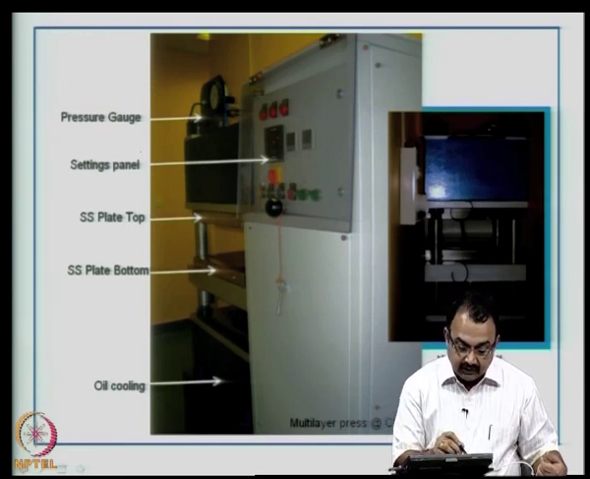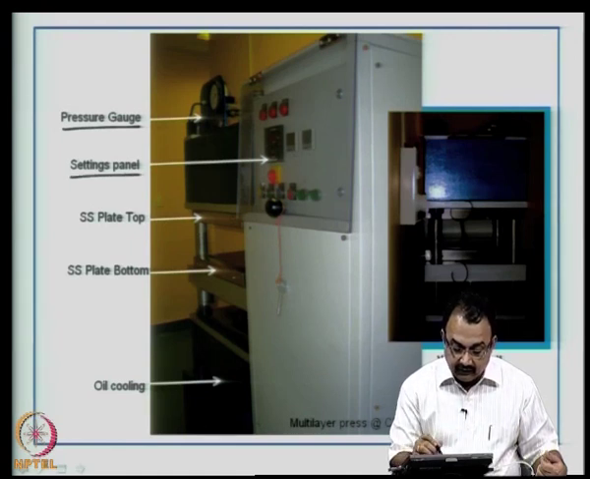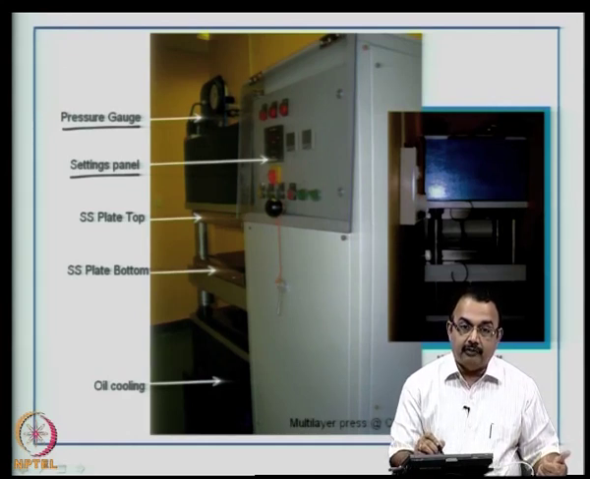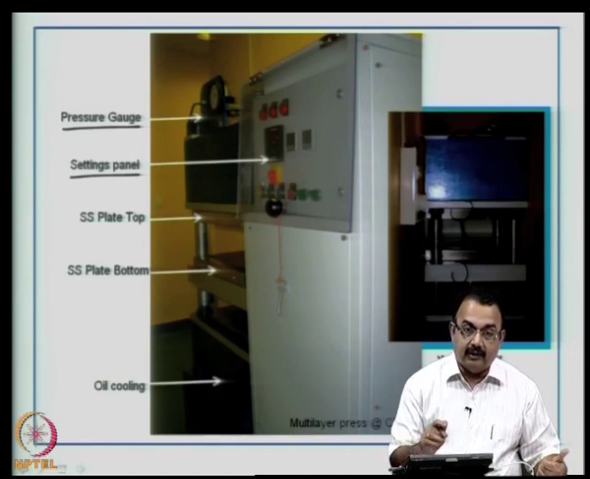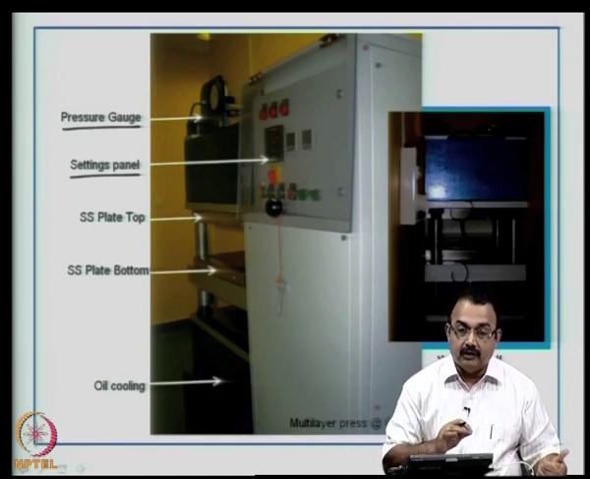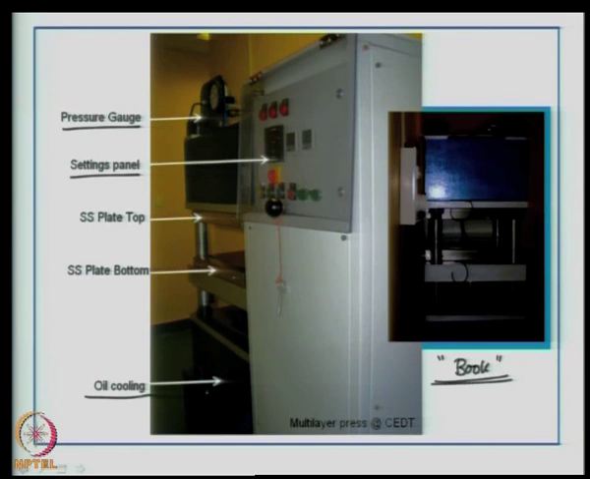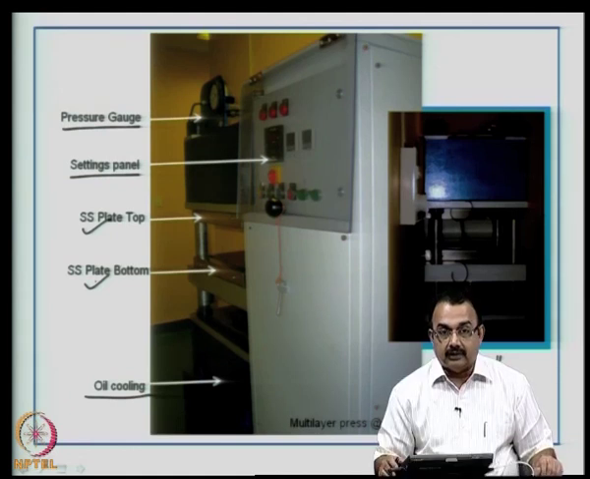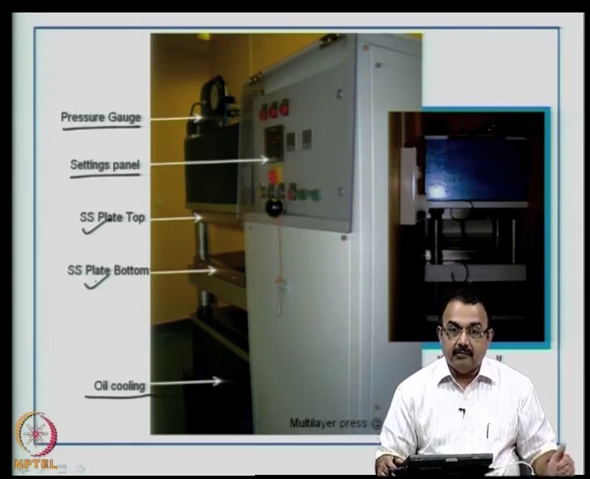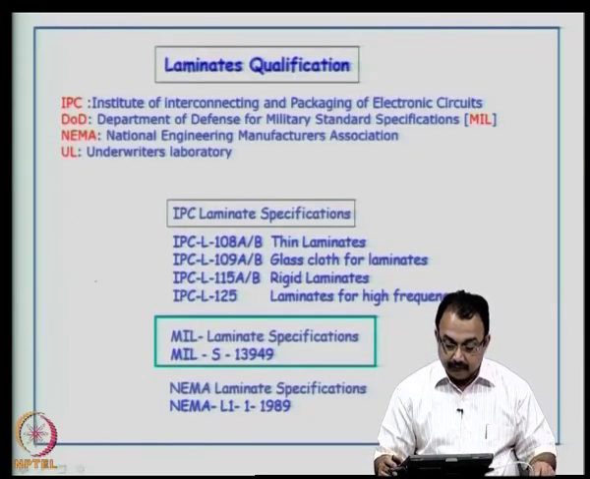So, essentially the components are, there will be a pressure gauge. You can see on the right side there is a settings panel for the pressure and the temperature. You can program it for the required timing, so that you can reach the maximum temperature with the required slow heating and slow cooling. There will be oil based cooling typically, and then you can see there is a stainless steel plate at the top and at the bottom. This is very typical of a simple multilayer press, and for large volume PCB manufacturing, the sizes can be large to accommodate the number of books that you require.